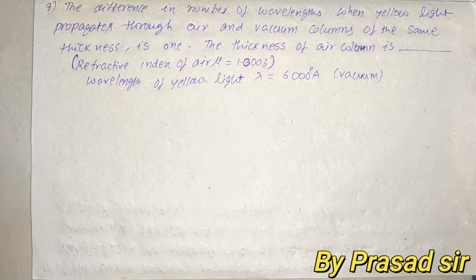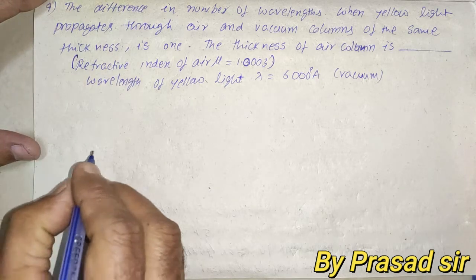Now the question number 9. The difference in number of wavelengths when yellow light propagates through air and vacuum columns of the same thickness is 1. The thickness of air column is how much? Refractive index of air mu is equal to 1.0003 and wavelength of yellow light lambda is equal to 6000 angstrom units, which is in vacuum. So here which one we want to calculate? Thickness of air column. So first of all, what are the given values we will write.